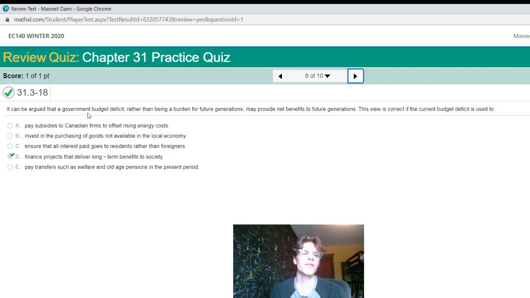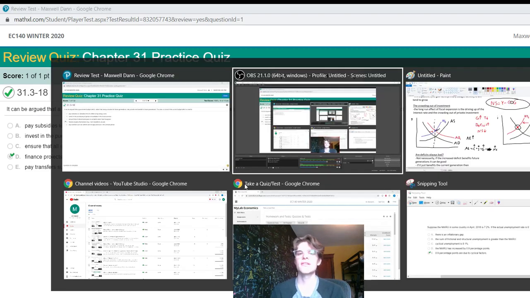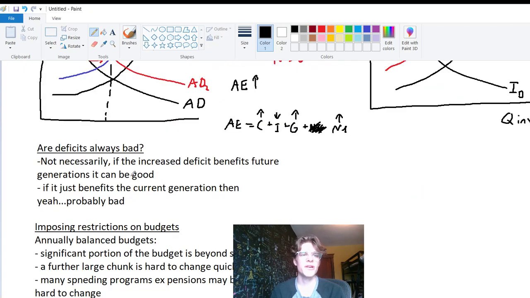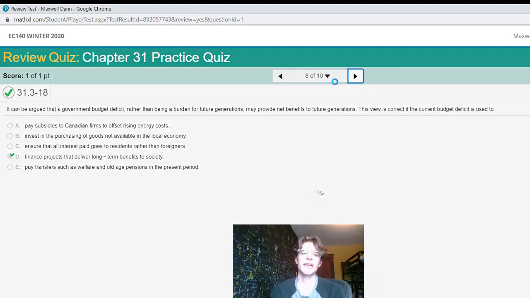It can be argued that a government budget deficit, rather than being a burden for future generations, may provide net benefits to future generations. This view is correct if the current budget deficit is used to finance projects that deliver long-term benefits to society. That kind of makes sense. I went over it briefly here. So our budget deficits are bad. They're not necessarily bad if the increased deficit is going to give us benefits in the future, because maybe they're increasing spending now, but it's going to have long-term benefits. That may be a good thing. But if it just benefits the current generation, it's probably not a good thing. But that is the one case where it could be.